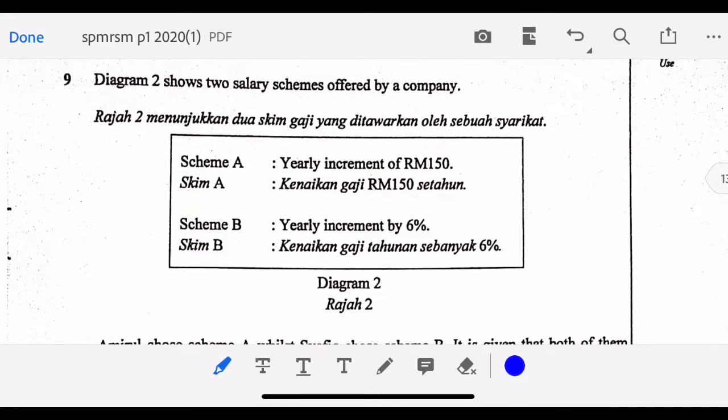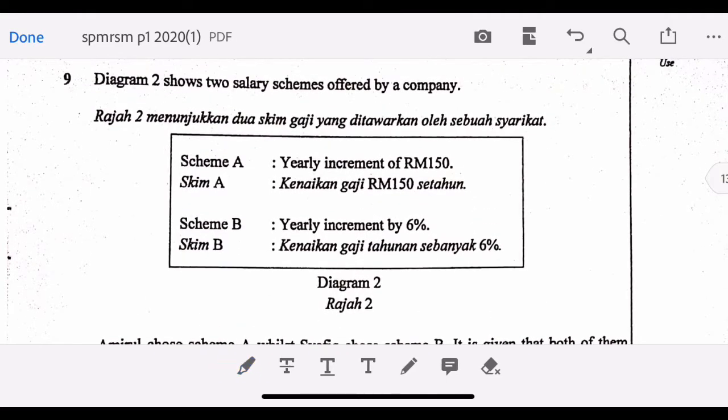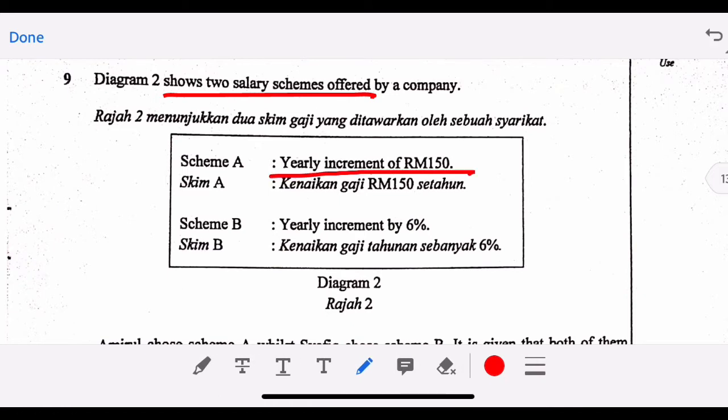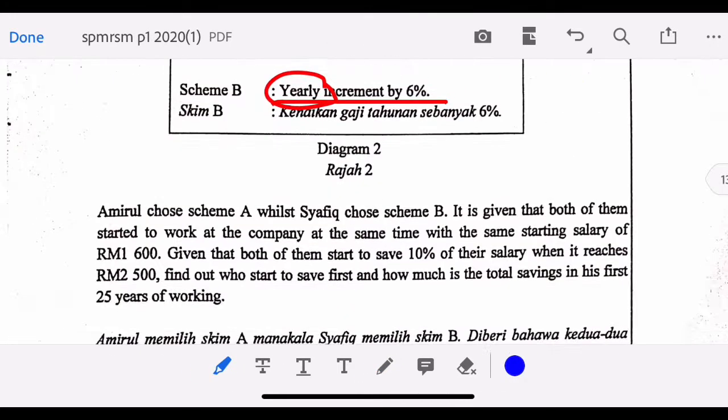Okay, for this one, there are two salary schemes. So scheme A is an increment of 150. Okay, it means that plus 150 every year, and scheme B's yearly increment will be 6%. So yearly, every year increase by 150. Okay, so let's read the question.